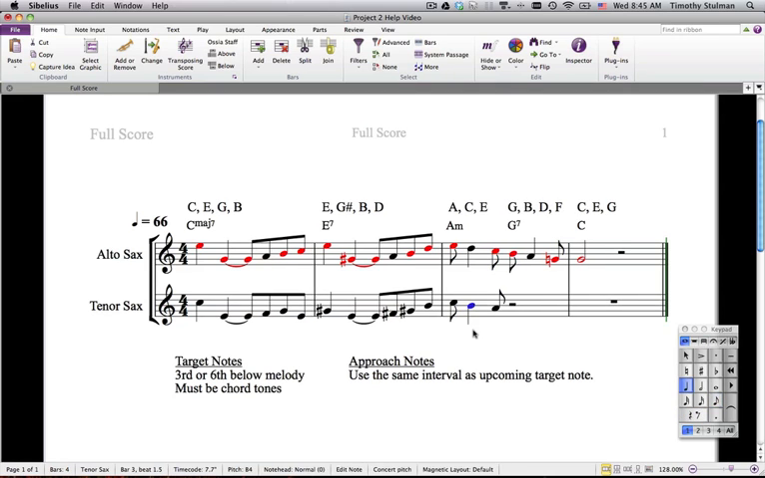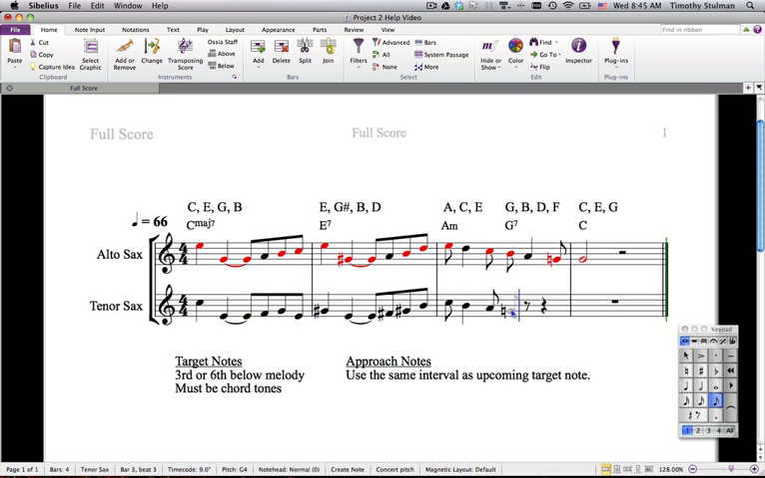A third below this target note, the B, is a G, and a sixth below would be a D. Changing between thirds and sixths in just this short amount of space, an eighth note, would cause a disruption in the line, and so that would not match the original contour of the melody very well. So we will choose G.